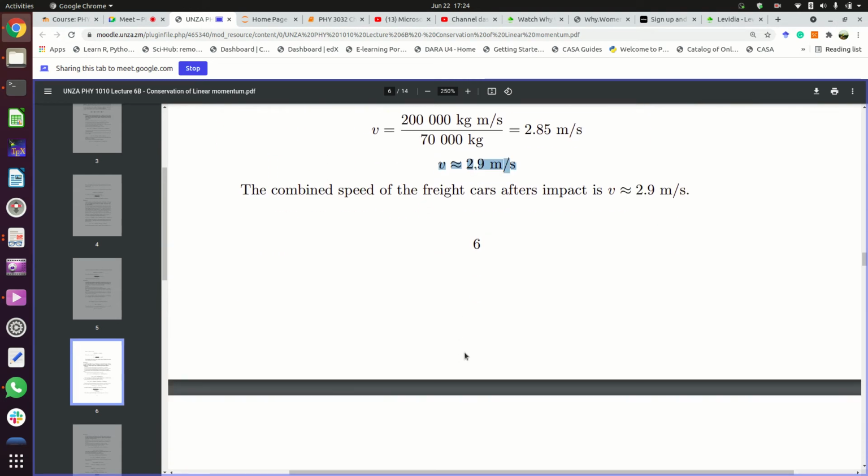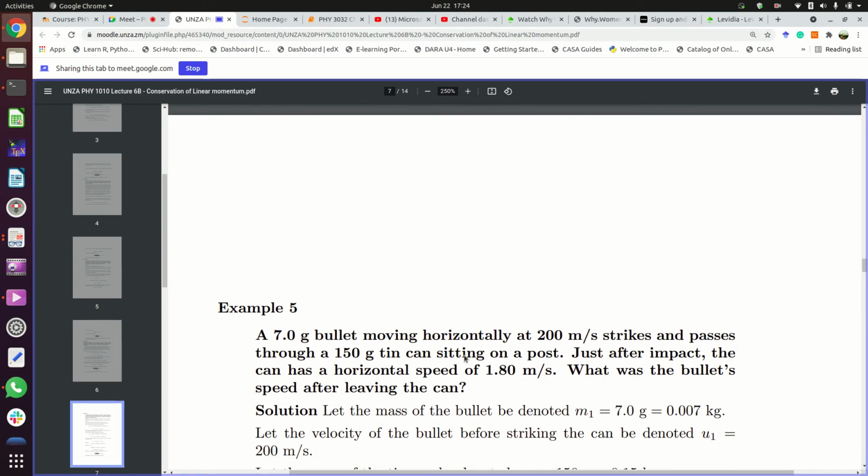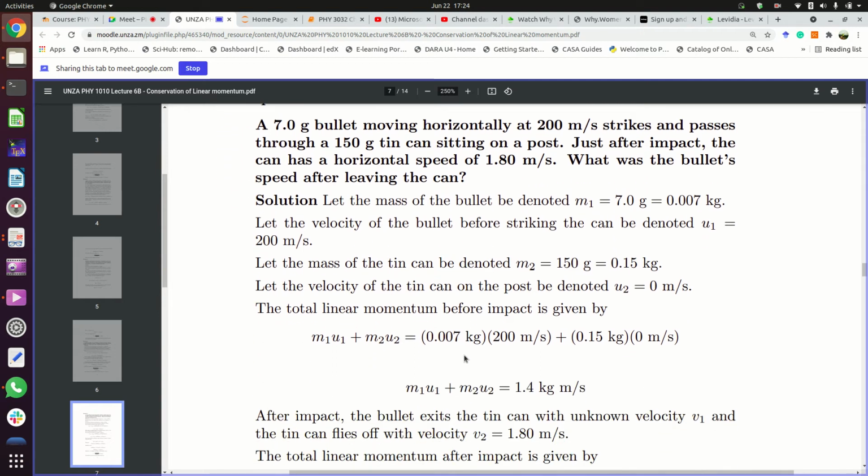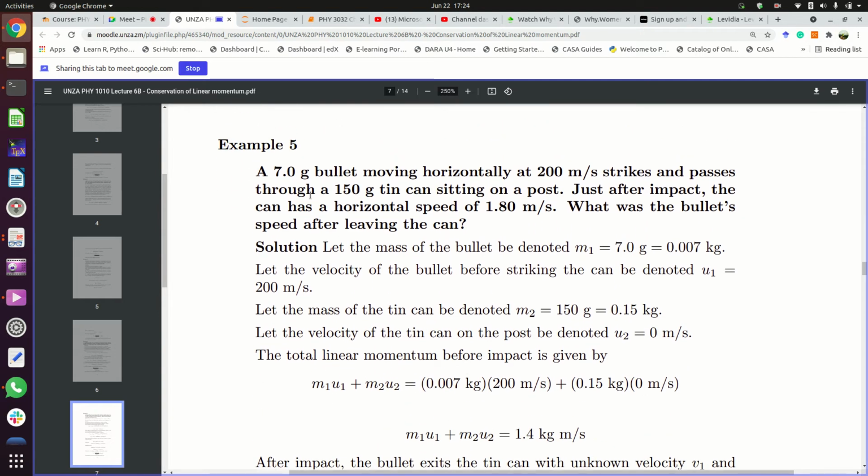Next, we have another example to look at. Here, example number 5. With example number 5, we have a bullet which has a mass of 7 grams. So a 7-gram bullet moving horizontally at 200 meters per second strikes and passes through a 150-gram can sitting on a post. Just after impact, the can has a horizontal speed of 1.8 meters per second. What is the bullet's speed after leaving the can?